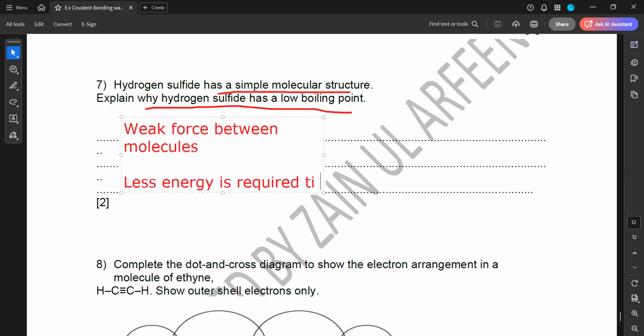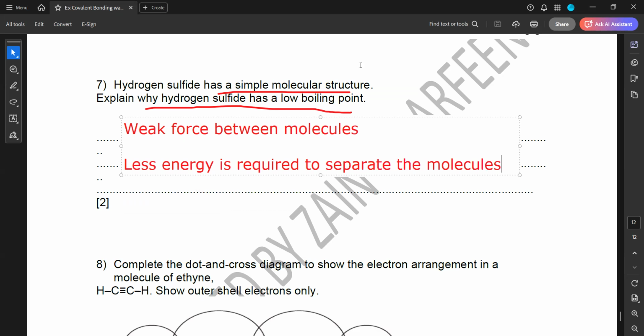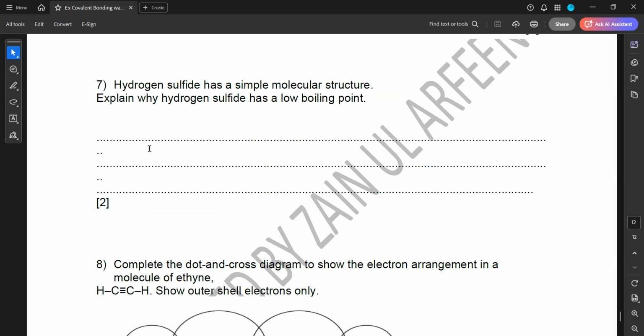Sir, I've written it doesn't require a lot of energy to overcome. Yes, that will also score the mark. Does not require too much energy, or large energy, or a small amount of energy to separate the molecules. That will score the mark. Question 8, any doubt?